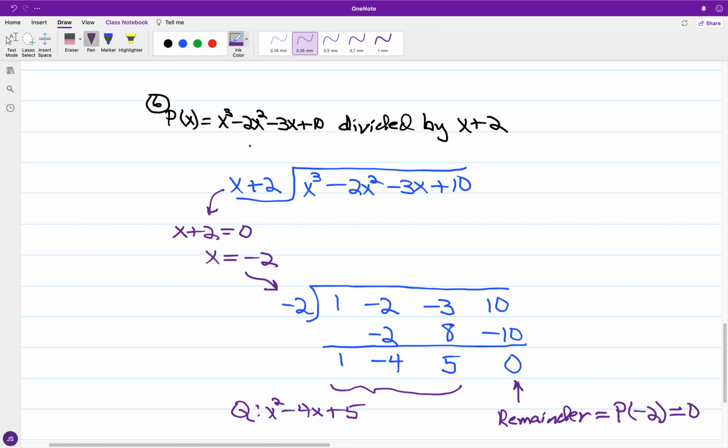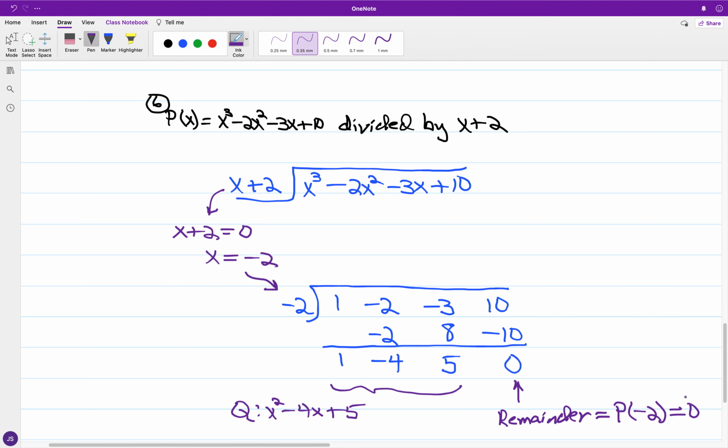And again, if I plug in negative 2 for x here, you get negative 8. And then I have minus 8, so minus 16. And minus 3 times minus 2 is a 6. So going from here, minus 16 plus 6 is negative 10, plus 10 comes out to 0. So your remainder is going to be 0.